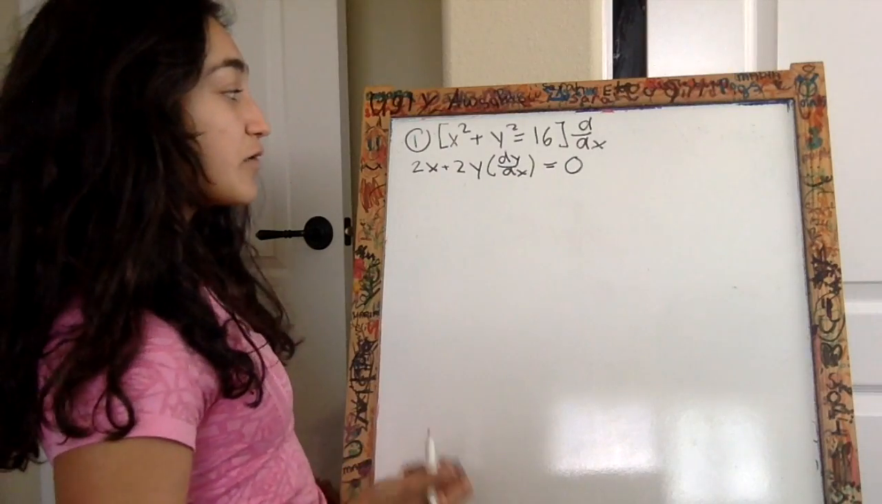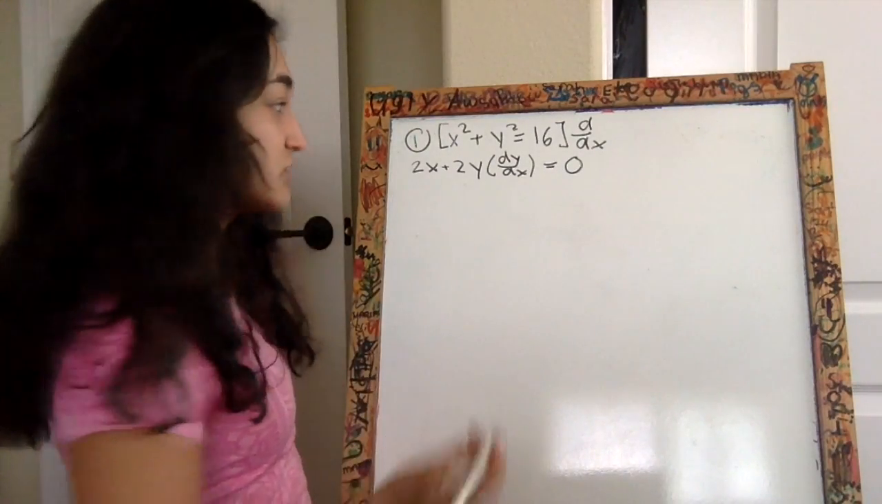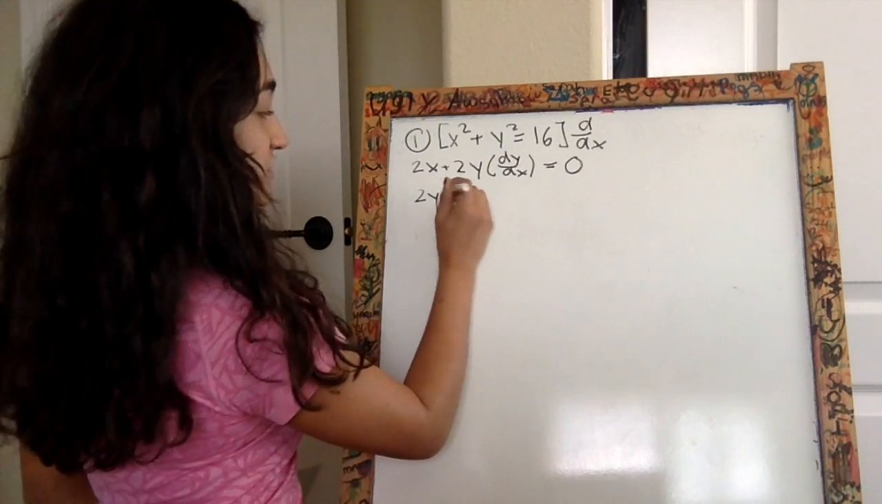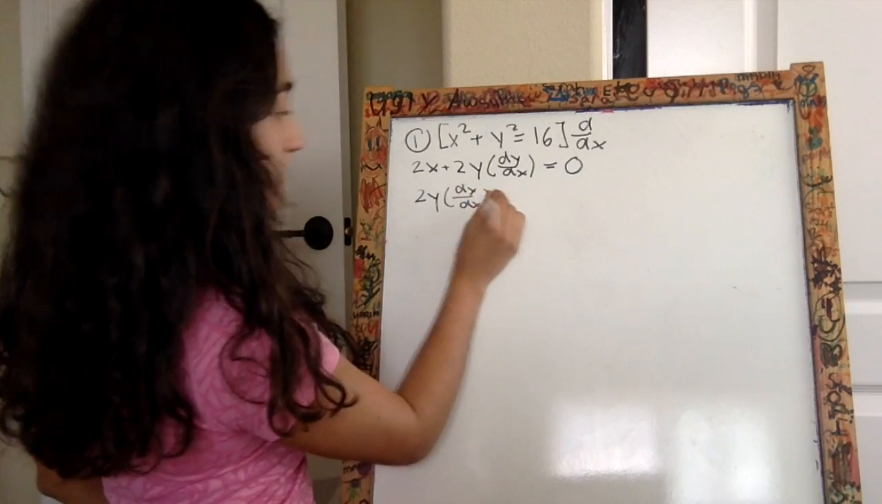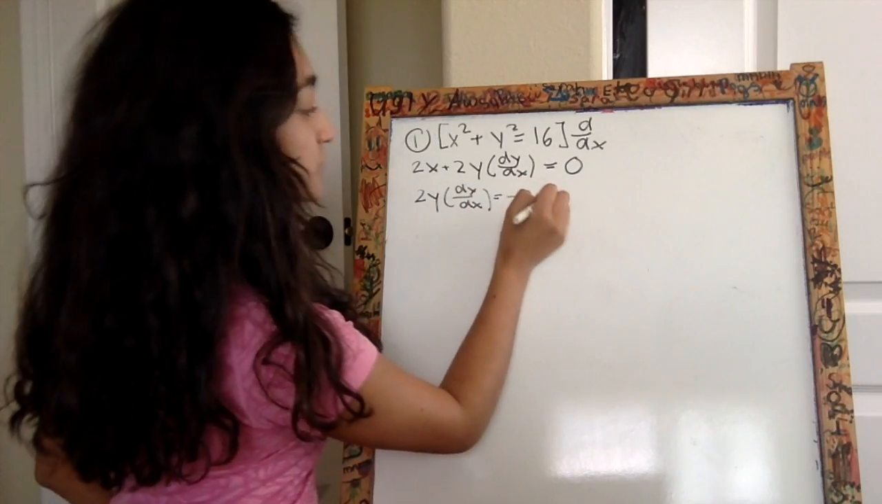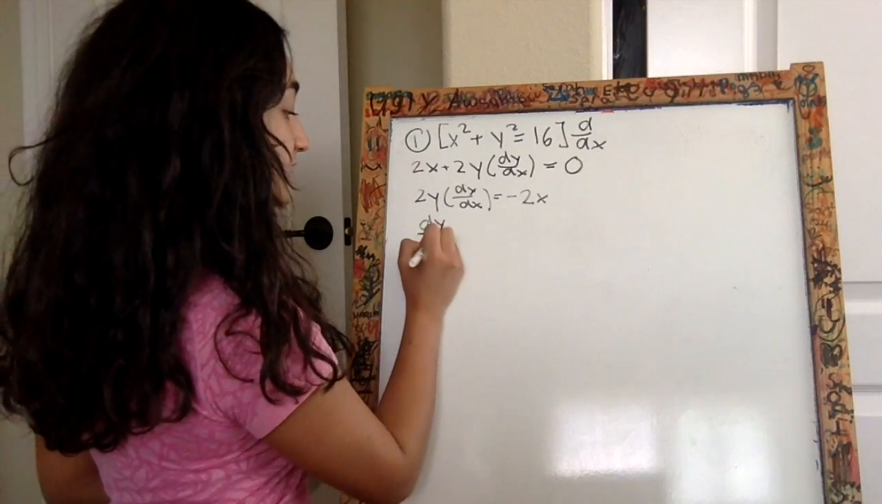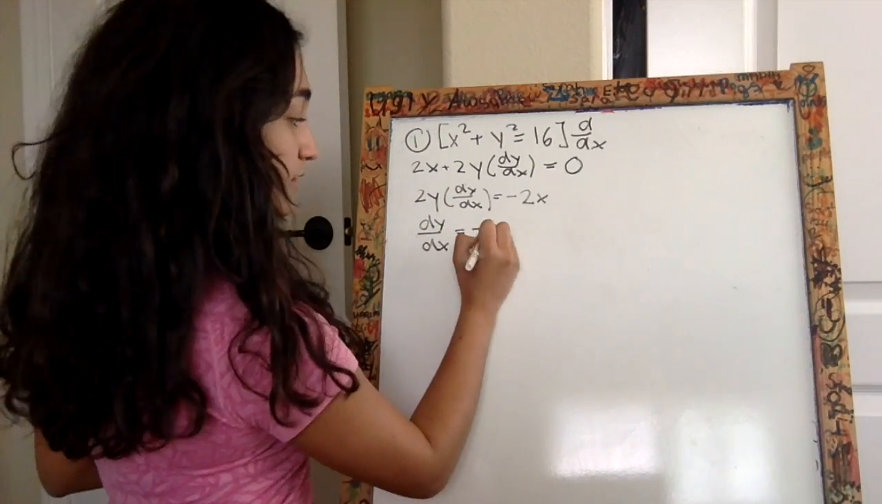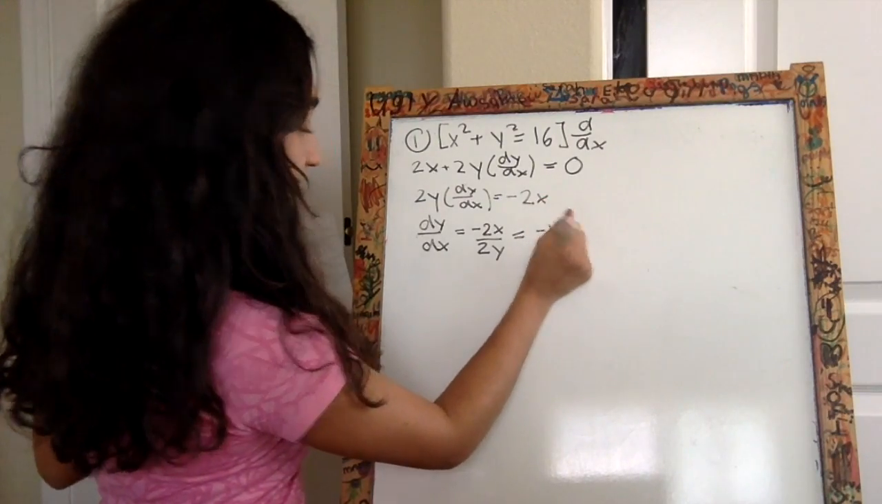And from there, we want to separate dy dx from the rest of the equation. So we move all terms that do not include dy dx to the other side of the equation. So negative 2x would go here. And from there, we want to solve for dy dx. So we now simplify to negative x over y.